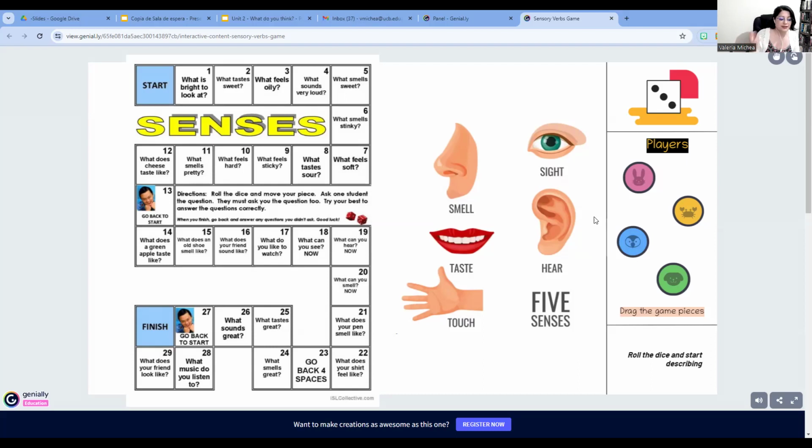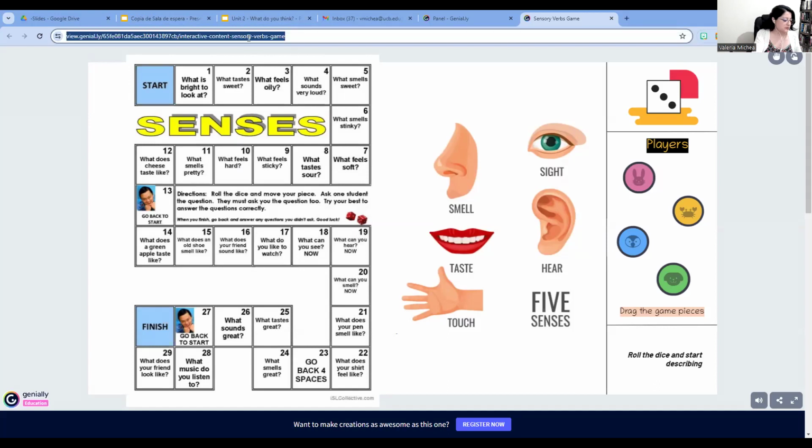So I think the sensory verbs give us the perfect scenario to be able to be more creative and to push all the barriers that we come across when we are trying to speak. So that's the main idea of this activity. I'm hoping that you have fun while playing, and let's see how it feels. You'll let me know when we come back.